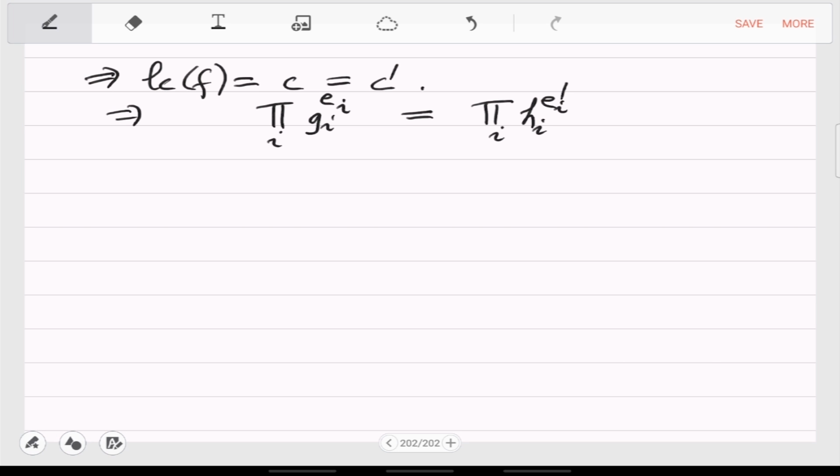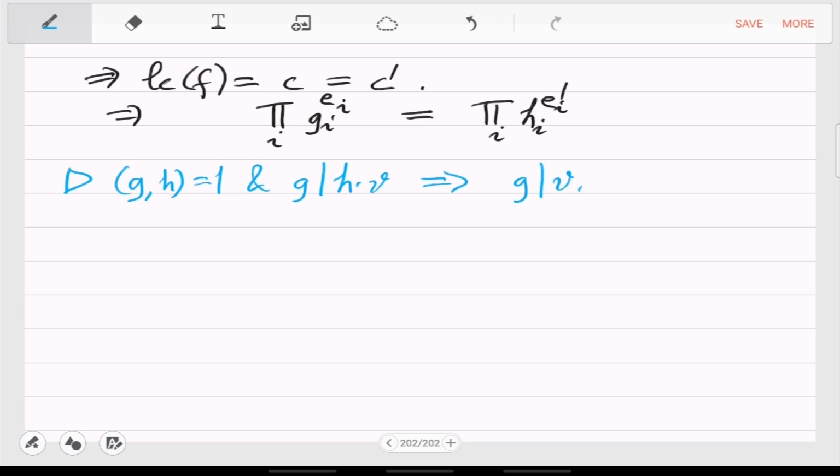So now what? At this point we need the cancellation claim that we had in integers, which is that if G and H are co-prime and G divides H times V, then it means that G divides V.